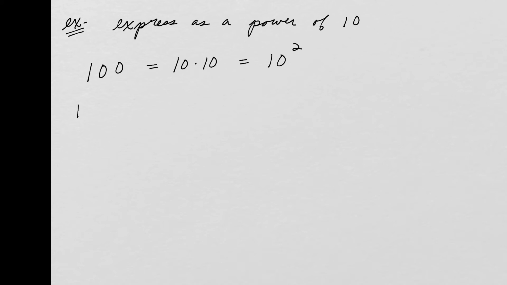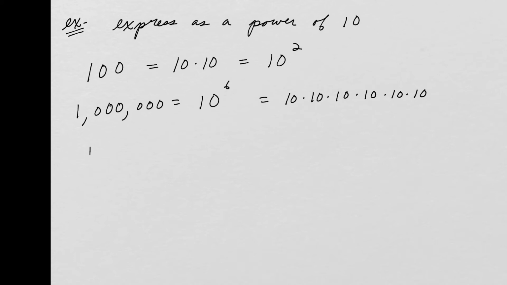A million, well, that's going to be 10 raised to the 6th power, right? Because remember, that means 10 times 10 times 10, and I'm going to have 6 factors of 10. If you multiply that out, you're going to get a million, right? 1 with 6 zeros after it.